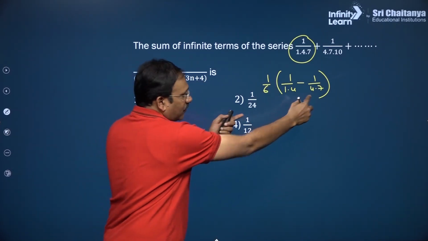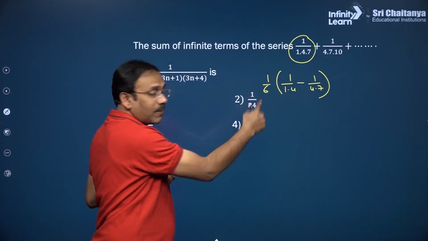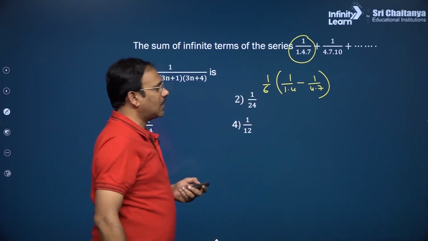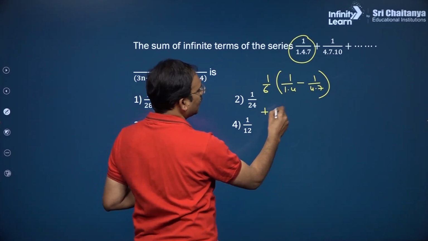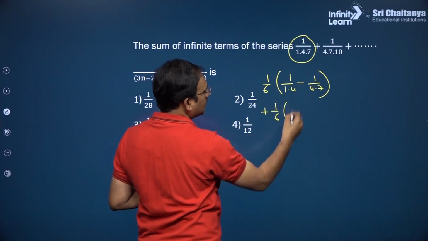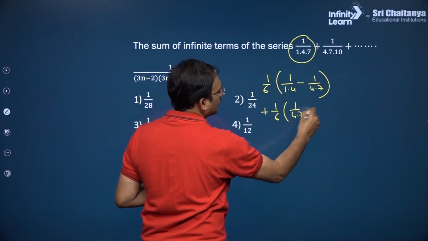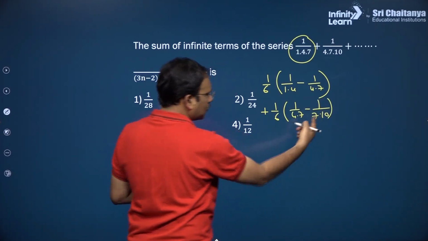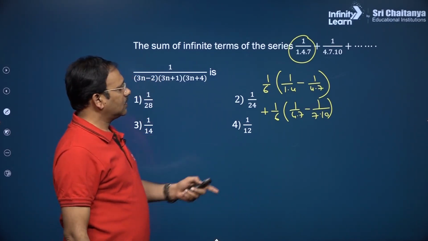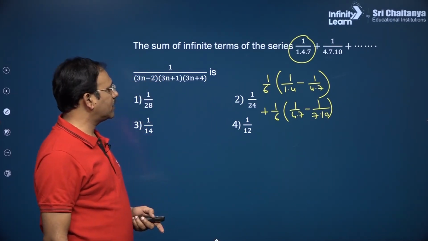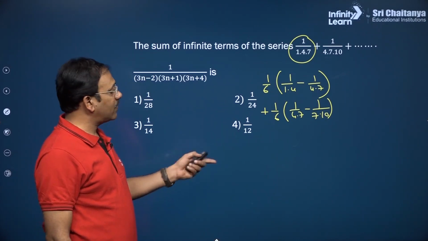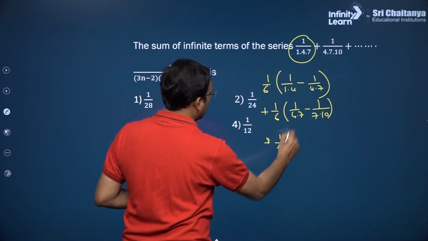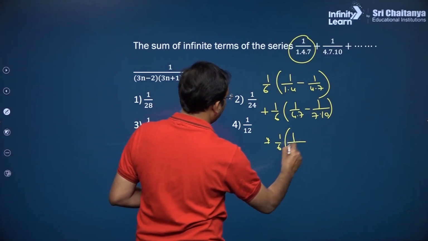You just take 1 by 4 common, friends. 1 by 1 minus 1 by 7 is 6 by 1 into 7, this gets cancelled. Similarly, the second one you can write, my dear friends, 1 by 6 into 1 by 4 into 7 minus 1 by 7 into 10. You take 1 by 7 common, my dear friends, 10 minus 4 which is 6 gets cancelled, 1 by 7 into 4 into 10.